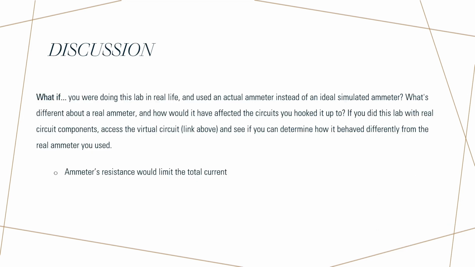Now some discussion questions, where we're going to be comparing our real circuit and our simulated circuit on Colorado PhET. In the real circuit, the real ammeter has actual resistance, which limits the total current of the circuit a little bit, whereas the modeled version assumes that the wires and the ammeters have 0 resistance.